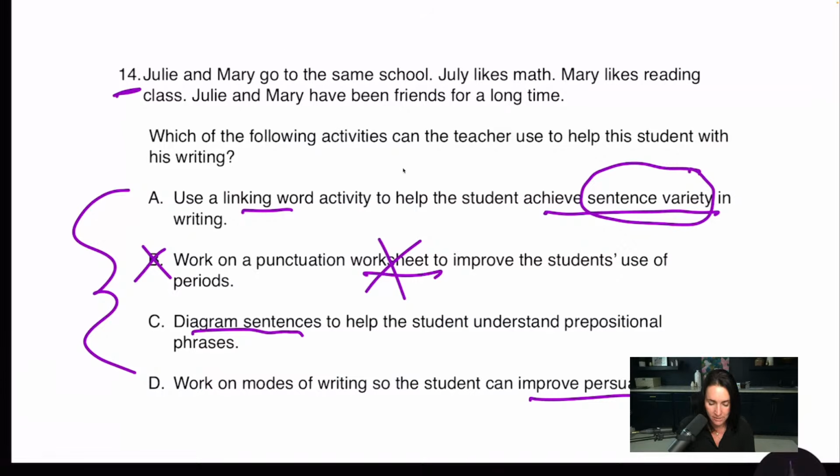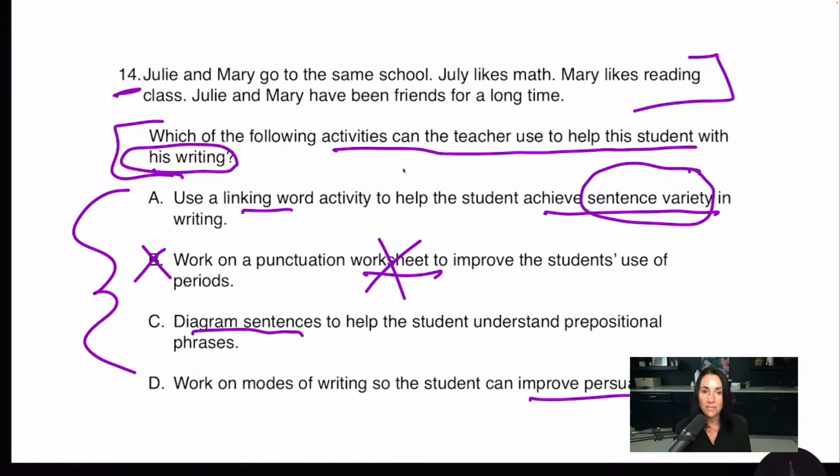Let's have a look at the question stem. Which of the following activities can the teacher use? Okay, can't do anything there. Let's go to the main part. Julie and Mary go to the same school. Julie likes math. Oh, it says July. I need to change that. Sorry, guys. Julie likes math. Mary likes reading class. Julie and Mary have been friends for a long time. Notice how robotic it is. And then it asks, which of the following activities can the teacher use to help the students with his writing? Well, here, using linking words like and or also would help to give this sentence variety. It's looking a little too robotic here. A is the correct answer.